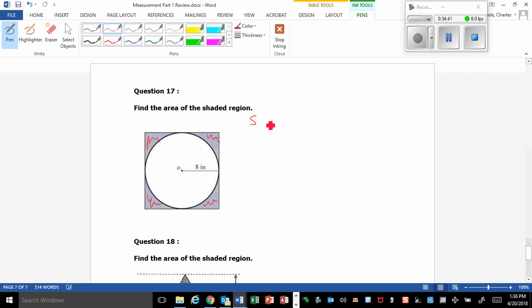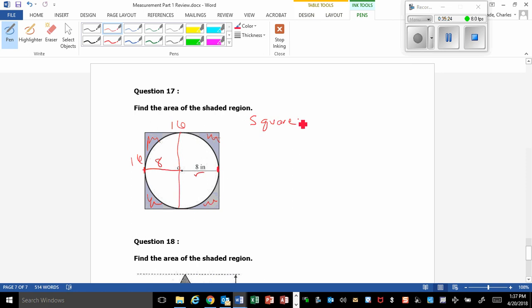So we have a square. And what are the dimensions of this square? Well, we don't know, but we have the radius of this circle. And the radius is half of the diameter. So the diameter would be from here to here. So that would be 8 plus 8, which would be 16, which means from here to here is the same as from here to here, which would be 16, which means that this is 16, this is 16.